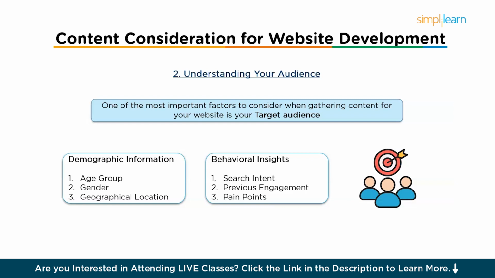The second one is previous engagement. How have users interacted with your past content? Are there pages with higher engagement? Which topics attract more visitors? Use this information to plan future content. The third one is pain points. So, what are the challenges or questions that your target audience has? What are the solutions? Addressing these concerns in your content can increase engagement and trust.